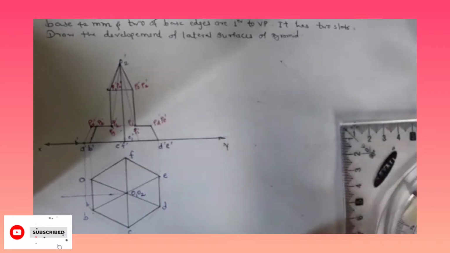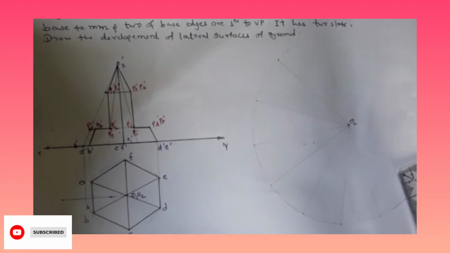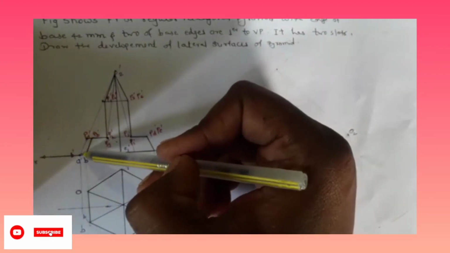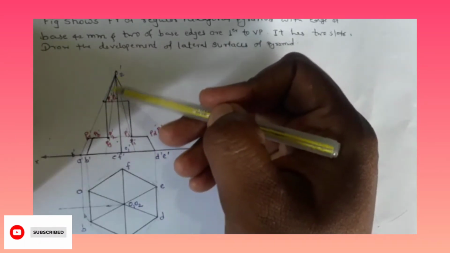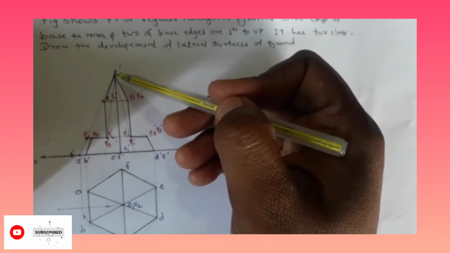Now let us start its development. We will start the actual development. For that, as I already mentioned, we have to take a center, anywhere you can take the center, and then draw an arc. The radius of that arc will be equal to the slant edge of this pyramid, which gives the true length.